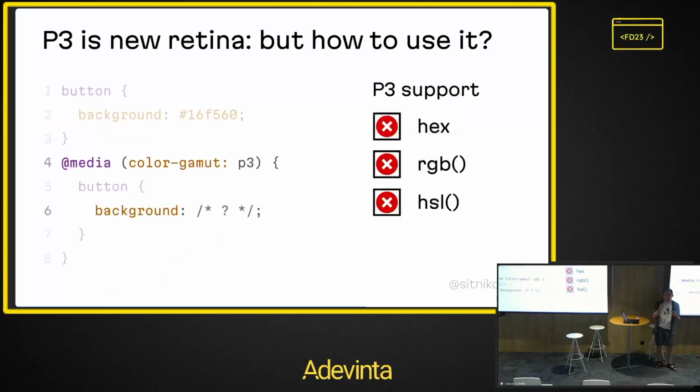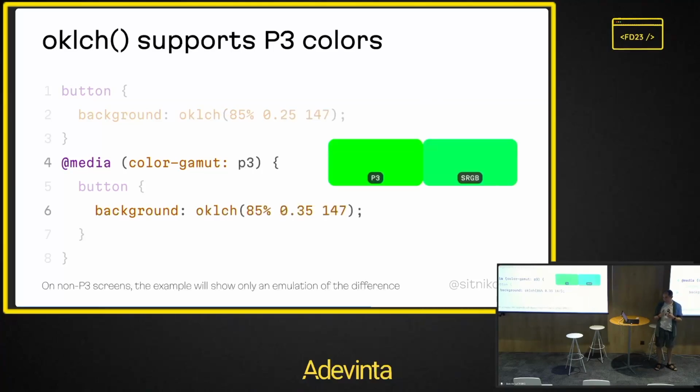If we use HSL, hex, or RGB, we will not be able to define these colors, because these formats are limited to old monitors and not ready for the future. This is why OKLCH is a good option, because we can define new, much more saturated colors. It's some sort of new retina, but for your landing page. With OKLCH, you can make it much more vibrant for clients with good hardware.